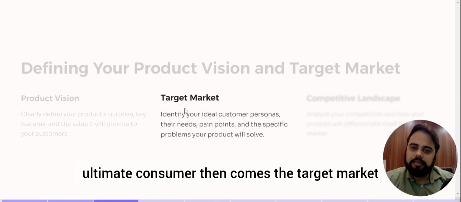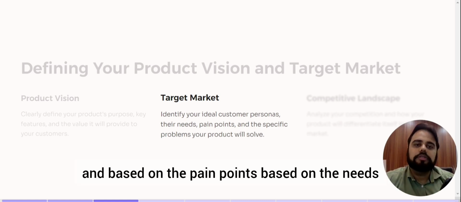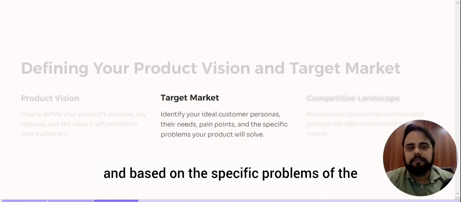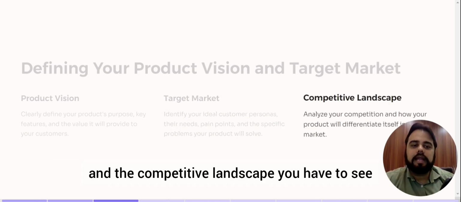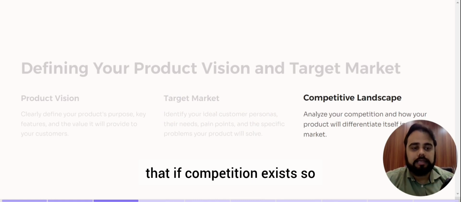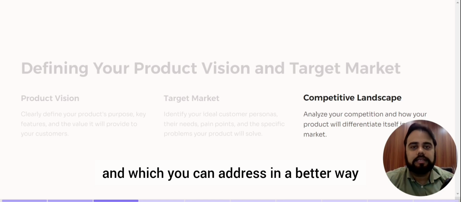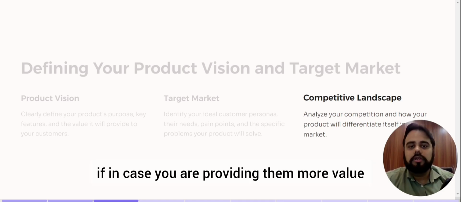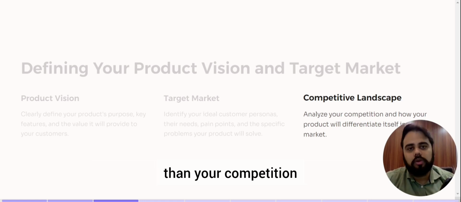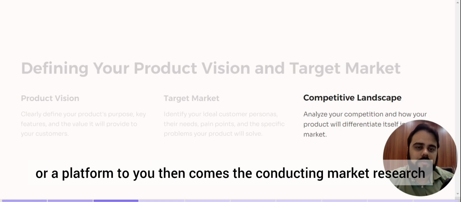Then comes the target market. The target market is your ideal customer persona, and based on the pain points, needs, and specific problems of that target market, you are going to create your product vision. And for the competitive landscape, you have to see, if competition exists, what are the things that the competition is not able to address and which you can address in a better way. Definitely the client is going to pay a premium if you are providing more value than your competition, and there is a high chance that they will switch from their current service provider or platform to you.